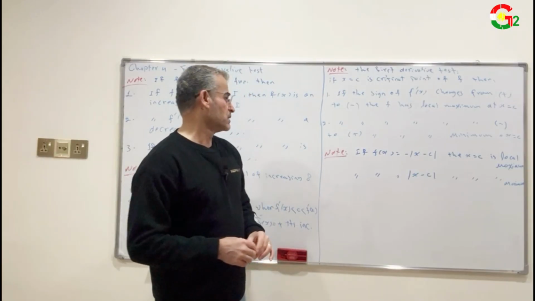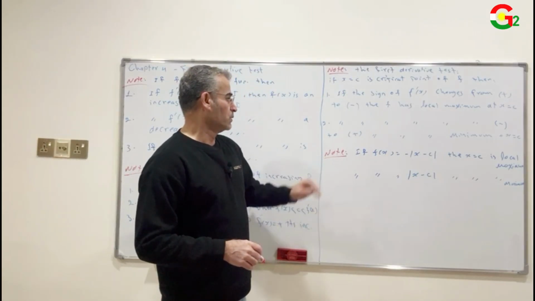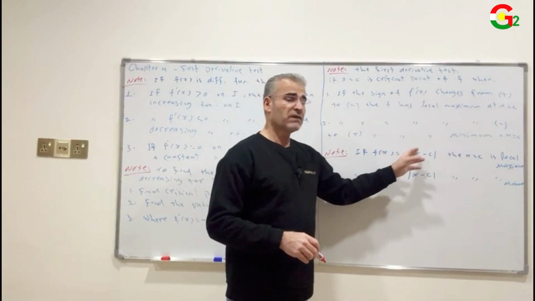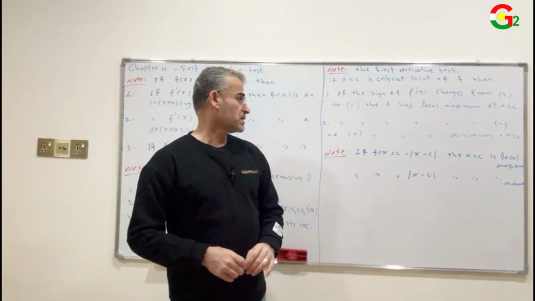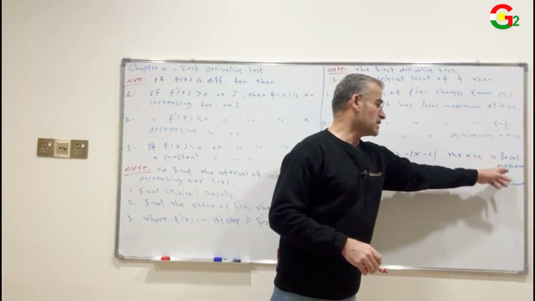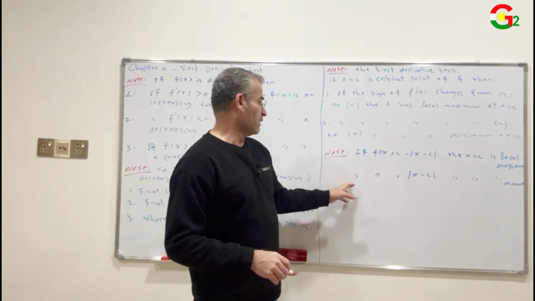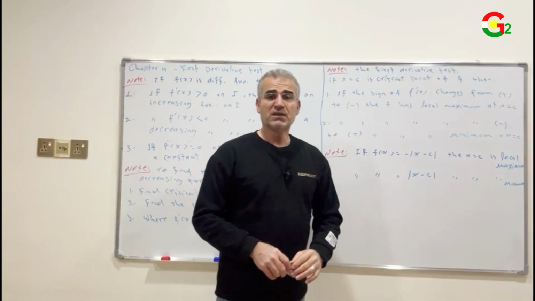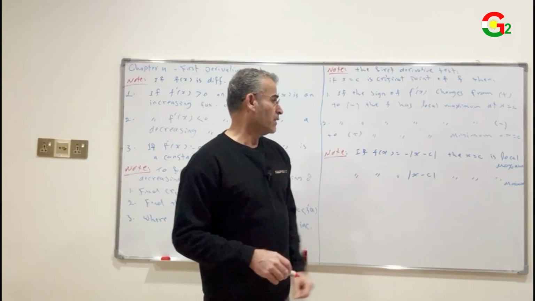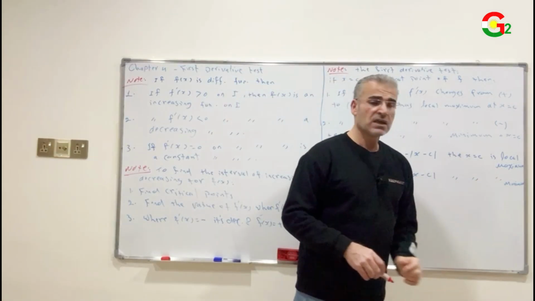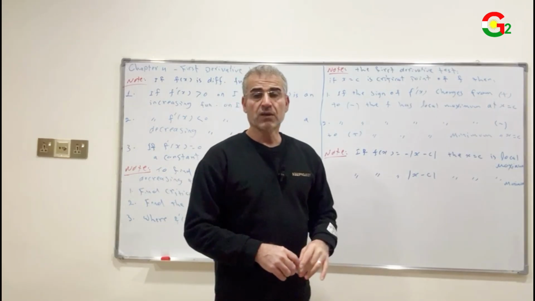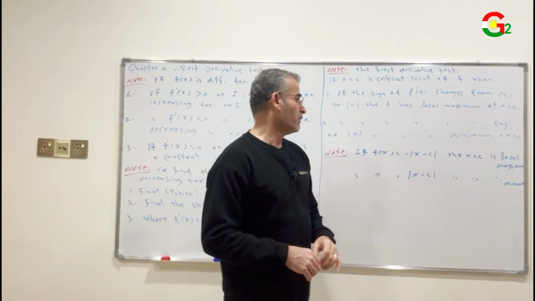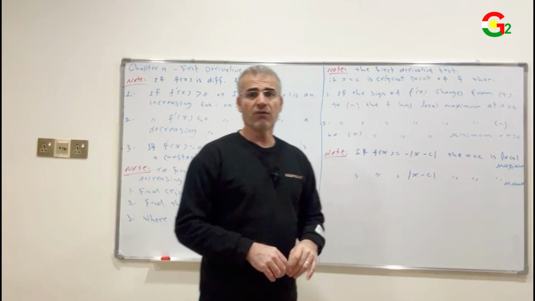at x equals c. Note, if f of x equals negative absolute value x minus c, then x equals c is a local maximum. But if f of x equals absolute value x minus c without the negative, then x equals c is a local minimum for the function f of x.